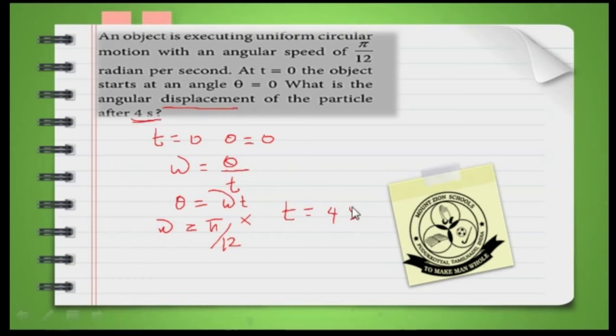After 4 seconds, so time t is 4 seconds. So into 4, that angular displacement made here is theta is equal to omega into t. So pi by 12, in this step when you put into 4, what do you get? You get pi by 3 as the answer.